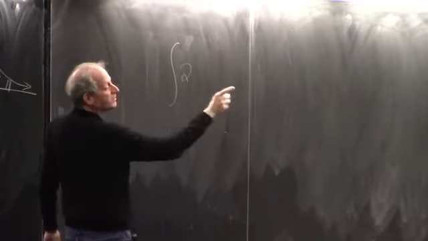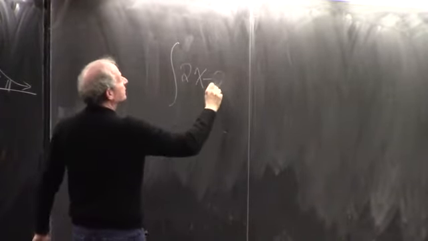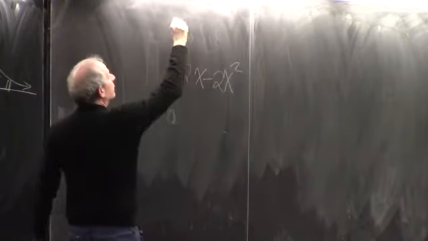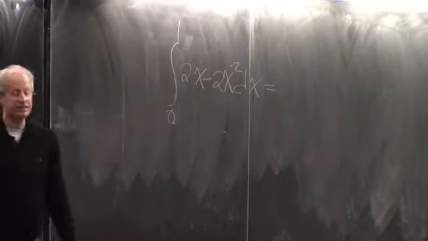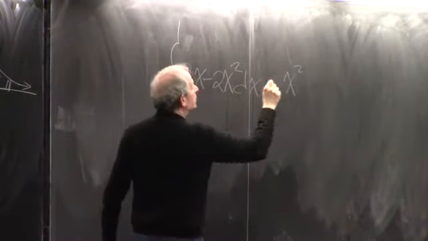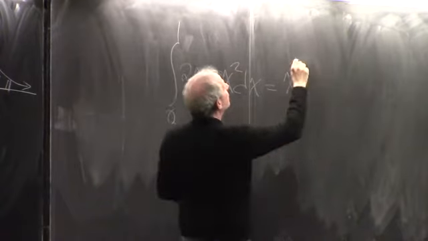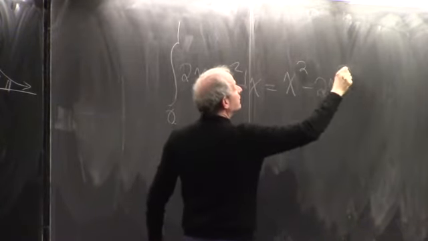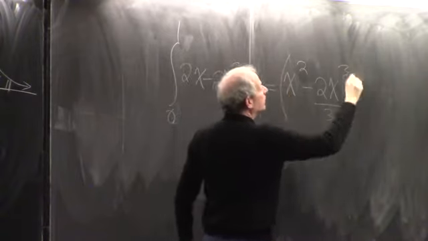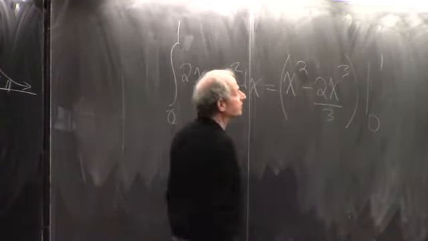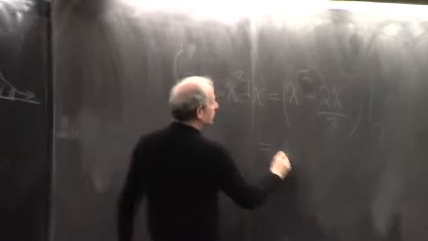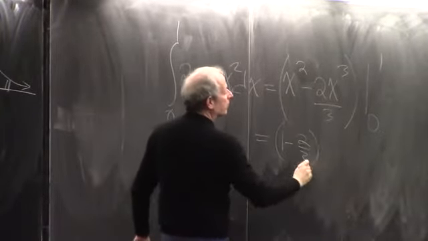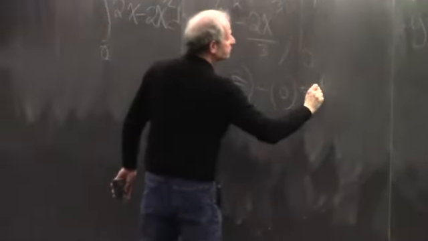So the integral of 2x minus 2x squared. The integral of 2x is x squared. The integral of 2x squared is 2x cubed over 3, evaluated from 0 to 1. If you plug in 1, you get 1 minus 2/3. And when you plug in 0, you just get 0. So this equals a third.